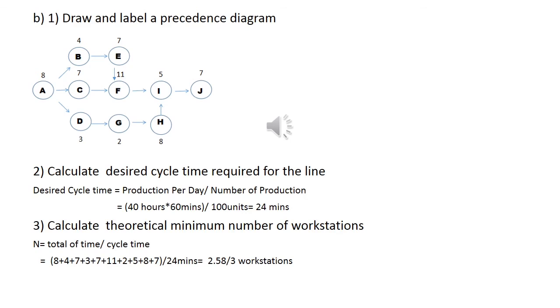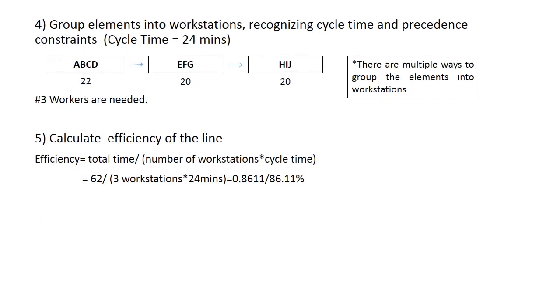After that, we need to calculate the theoretical minimum number of workstations. Same, we need to total up the time, then divide by the new cycle time. So here we can get 2.58 or 3 workstations. So for 4, okay, after we get the cycle time and precedence constraint, we figure out the workstations. The first workstation is ABCD, the second workstation is EFG, and the third station is HIJ. So there are multiple ways to group the elements into workstations, and 3 workers are needed.